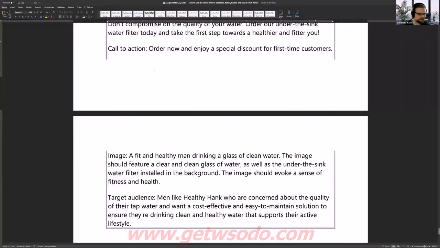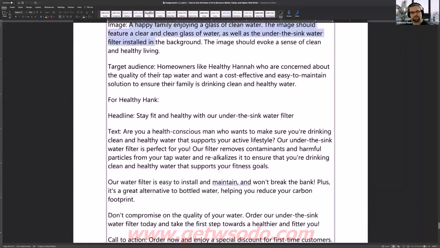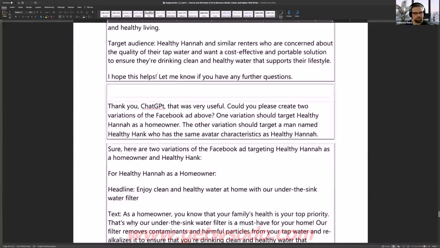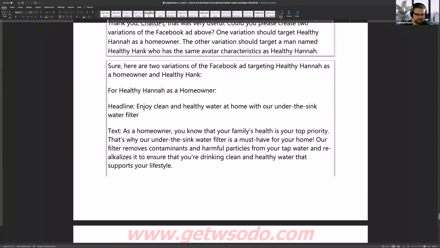So good job. I like the thinking in the prompts. Unfortunately, it didn't give that great of an ad based on all that. So I'd go back to the drawing board. Me personally, I would go back and try to get it to give me something that's closer to what a human copywriter would write.